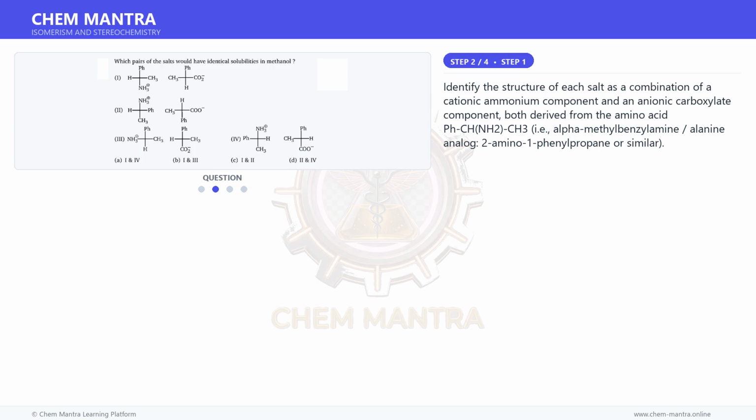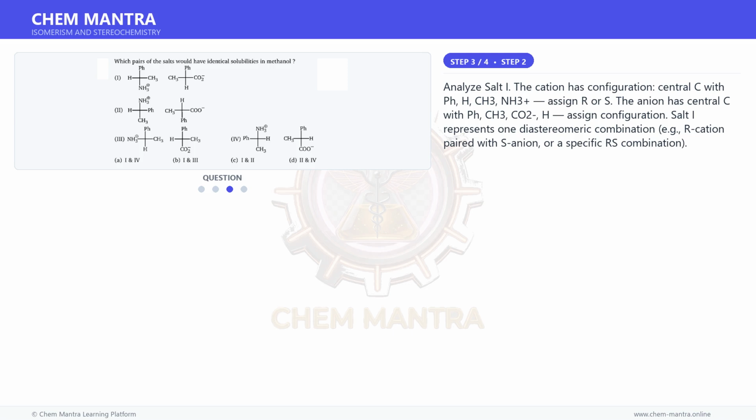Moving on to the next step. Identify the structure of each salt as a combination of a cationic ammonium component and an anionic carboxylate component, both derived from the amino acid PhCH(NH2)CH3, i.e., an alpha-methylbenzylamine alanine analog, 2-amino-1-phenylpropane or similar.